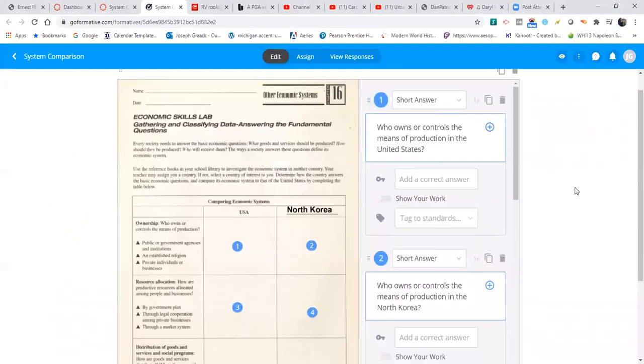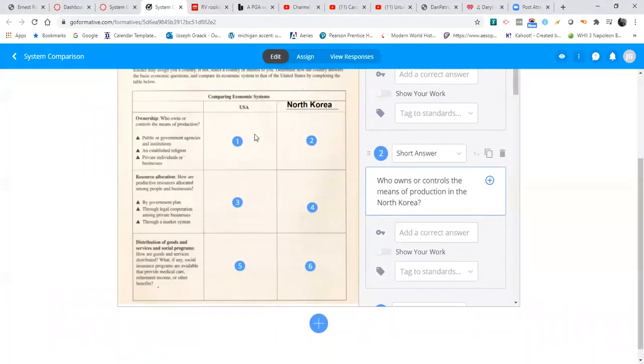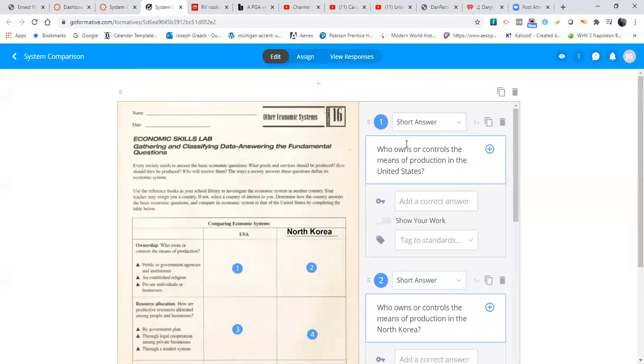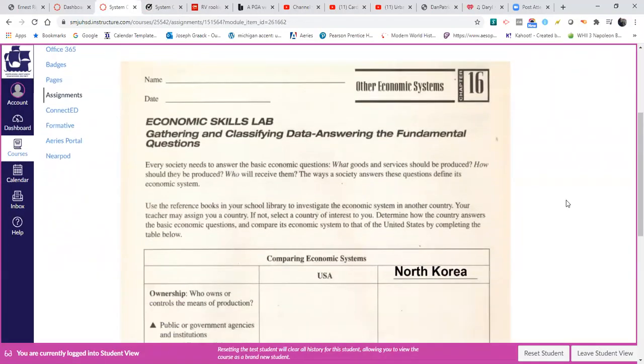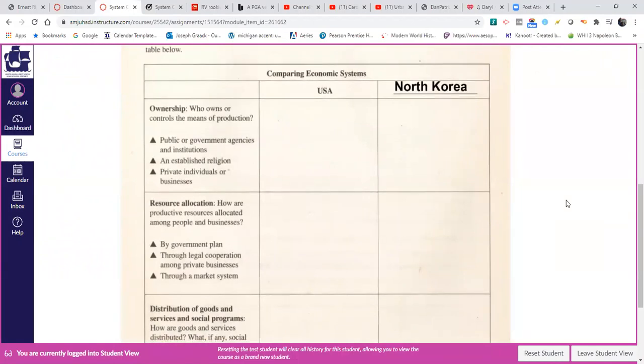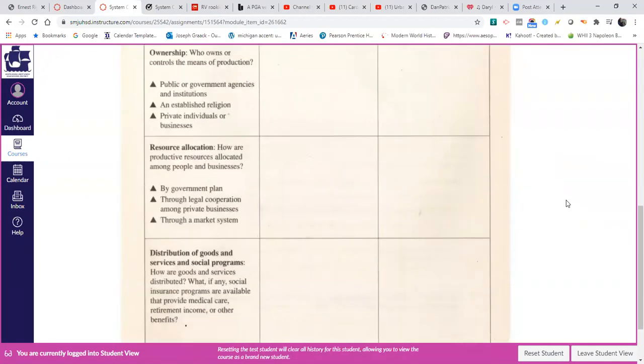You can log into your Formative ahead of time if you wanted to click it. But group 1, you'll do questions 1, 3, and 5 regarding the United States. Group 2, you'll do 2, 4, and 6. So group 1, you're going to answer questions 1, 3, and 5 based on the United States.